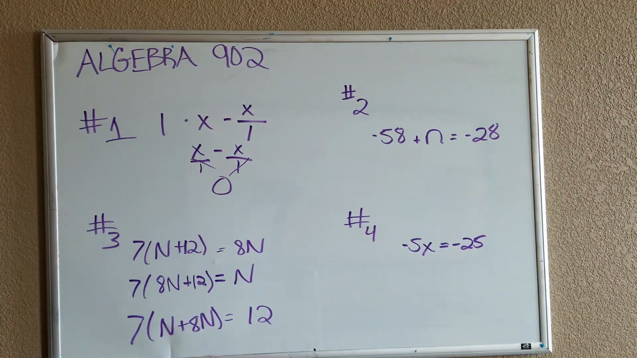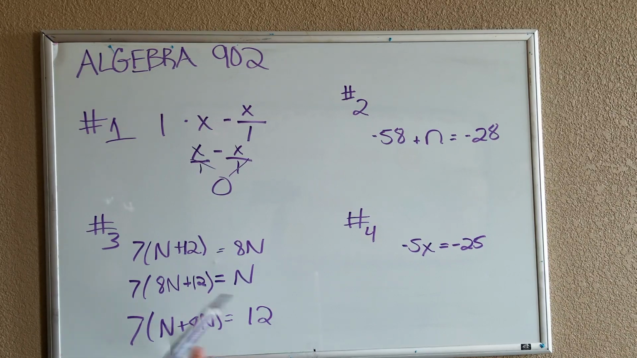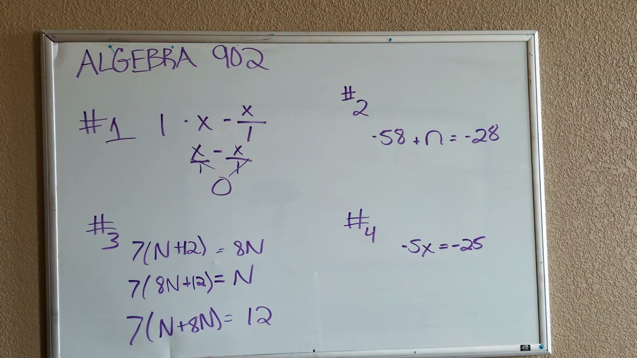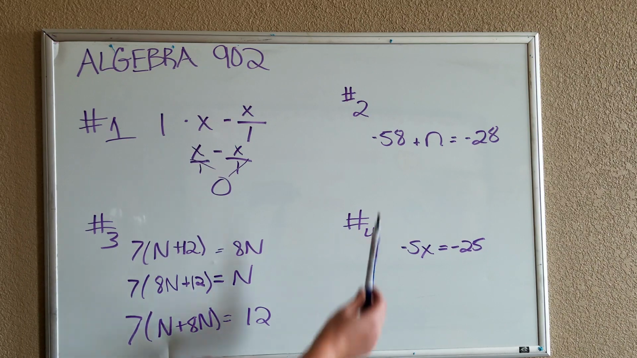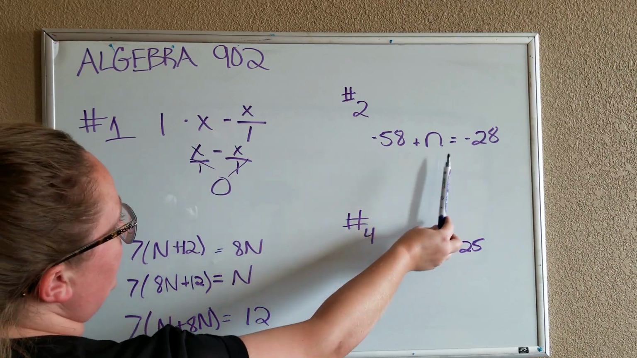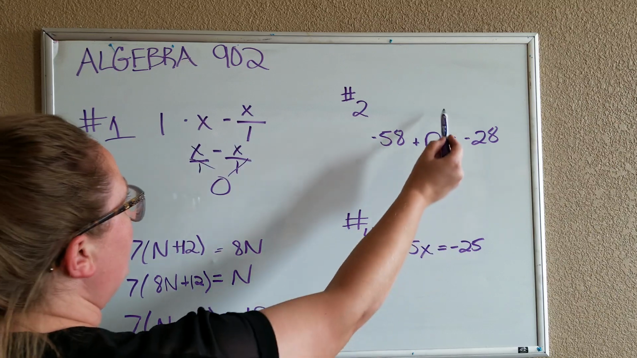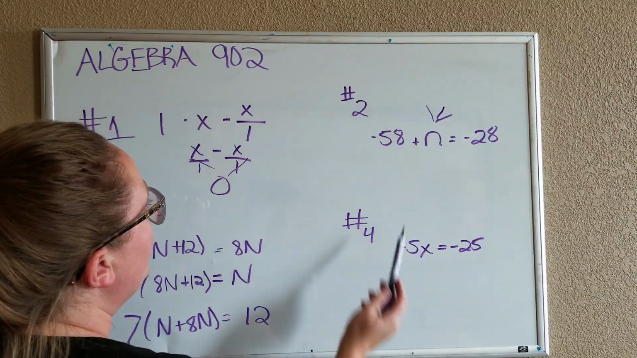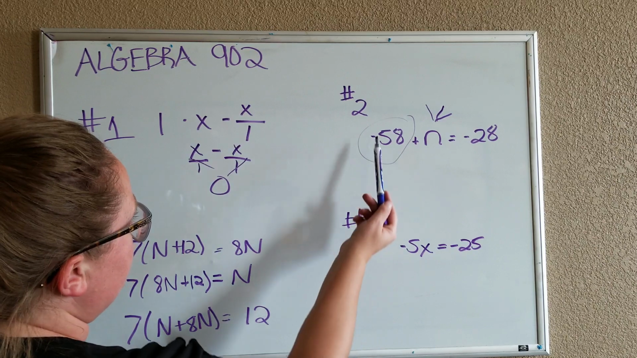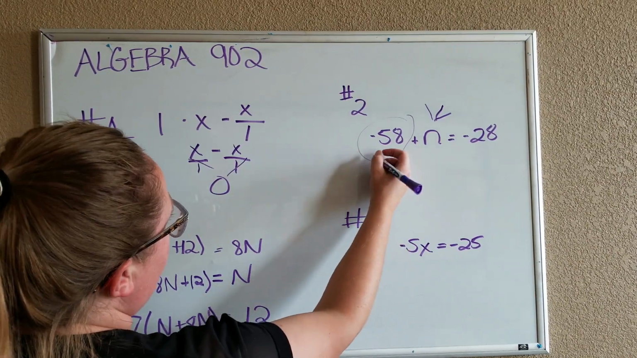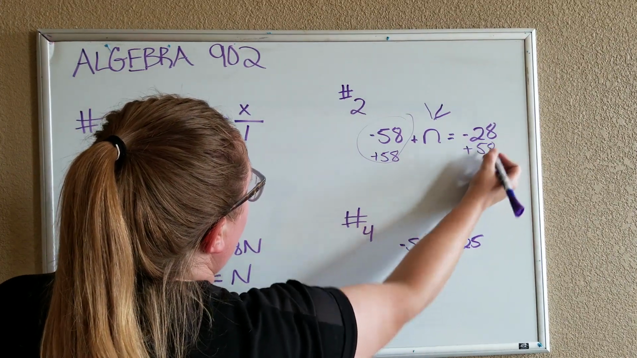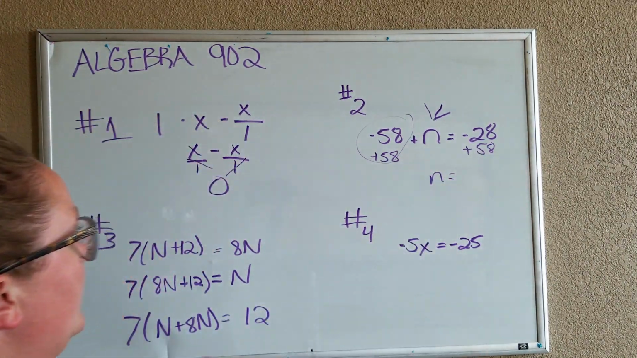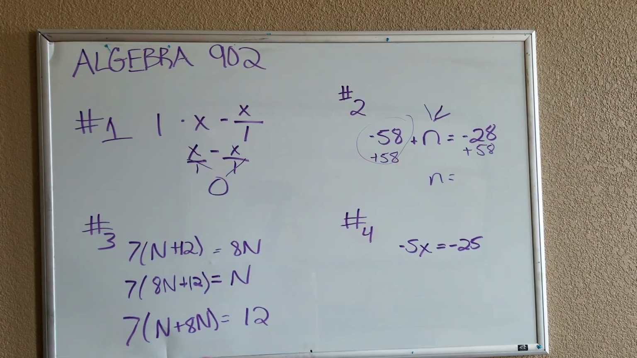Number 2, you're going to solve for n, okay? So when you're solving for a variable, what you want to do is isolate that variable on one side of the equal sign. Move everything else away from it. You do that by performing the opposite function. So in this case, it's negative 58 plus n equals negative 28. So I want n by itself, right? So I'm going to move this 58, all right? It's negative, so to get rid of it, you would add it to both sides. 58, add the 58 over here, and you're left with n equals negative 28 plus 58. I'll let you do that on your calculator.